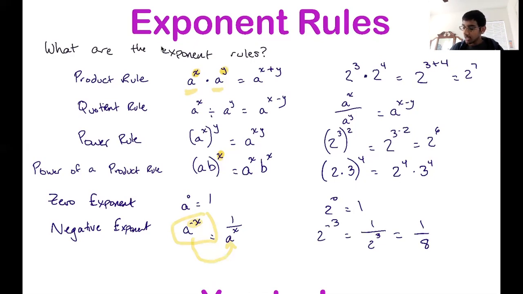So our last rule is going to be the fractional exponent. With the fractional exponent, let's say I have something like a to the x divided by y. I don't know if I made that very clear. Let me try this again. If I have a to the x divided by y, that is the same thing as a square root with a to the x on the inside of that root and a y right here.